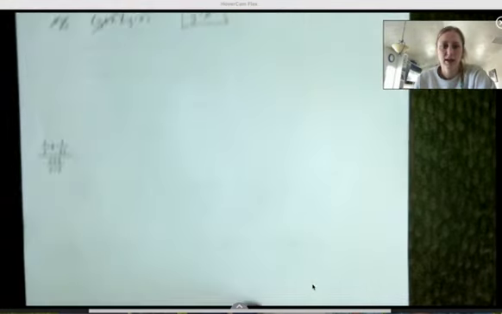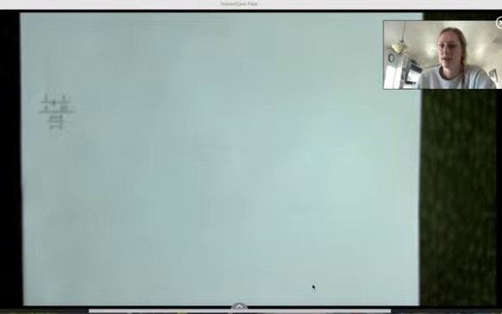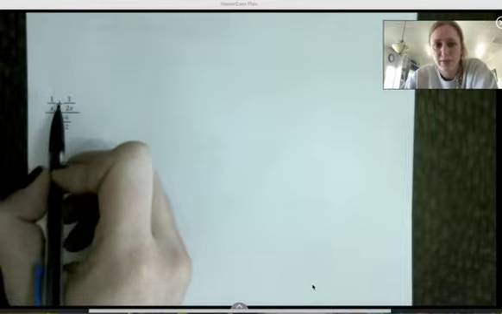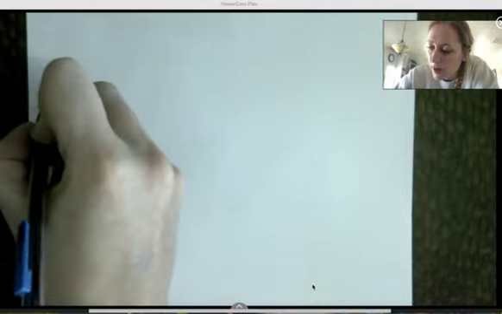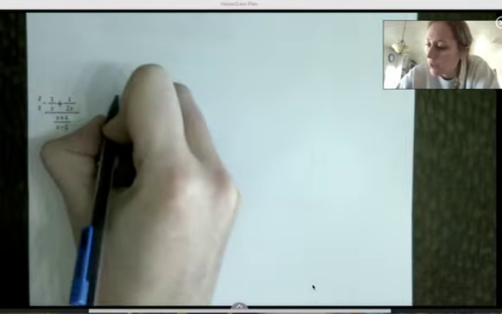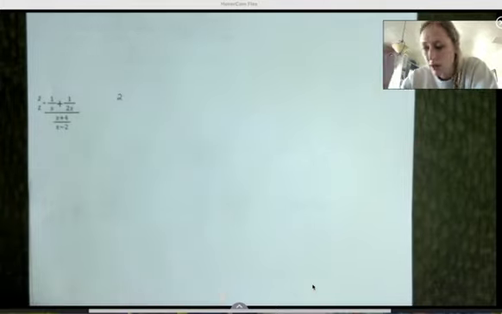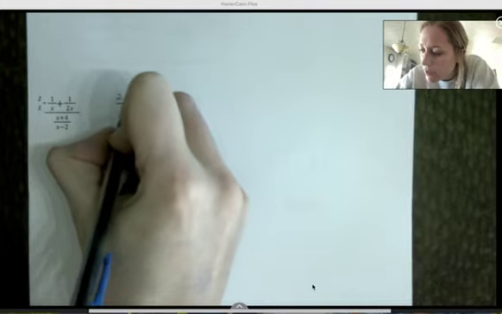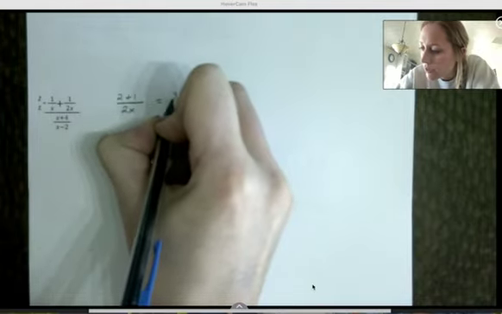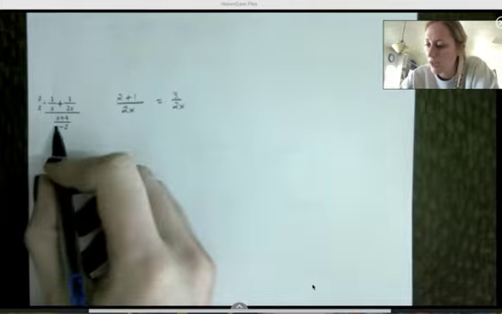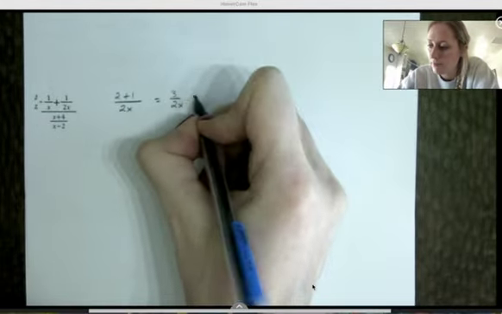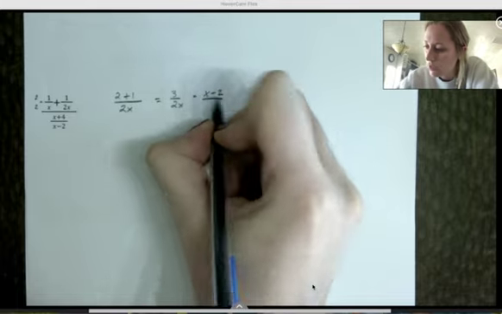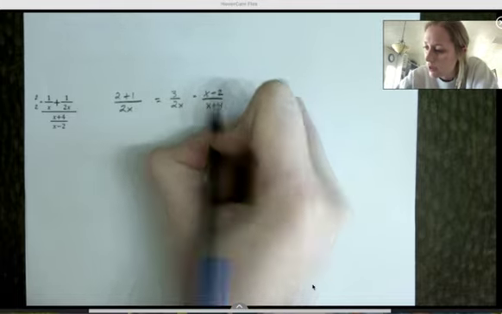Okay, last example here. If I can get it to clear, there we go. Okay, I'm going to simplify my numerator here first. So I'm going to multiply this one by 2. So I'm going to get 2 plus 1 over 2x, or 3 over 2x on the top. Okay, I'm going to flip the second one and multiply. So we've got x minus 2 over x plus 4.